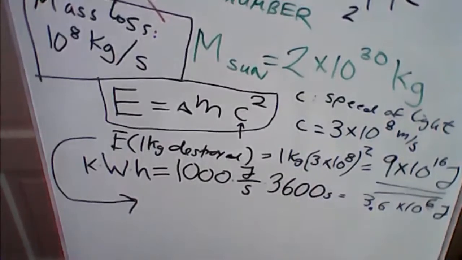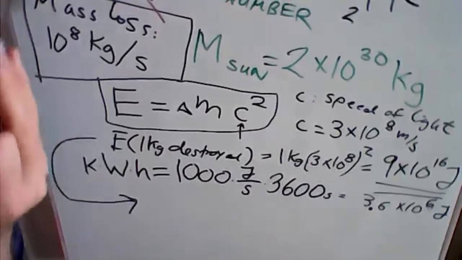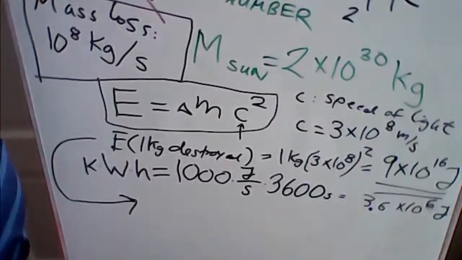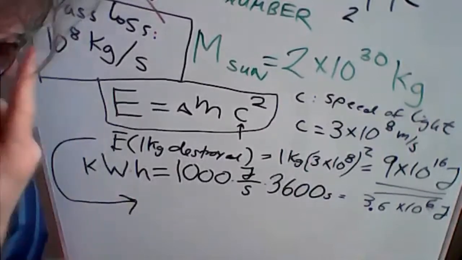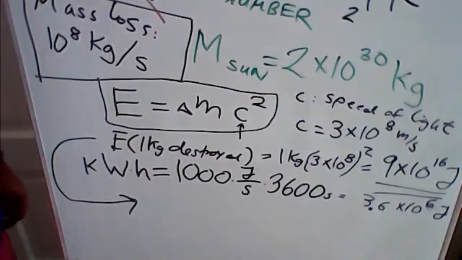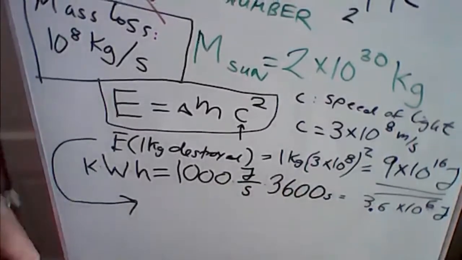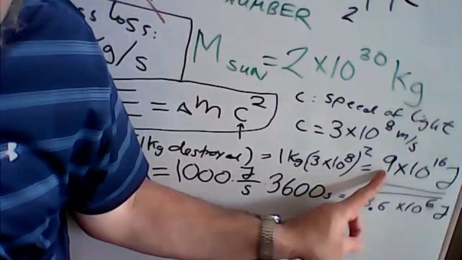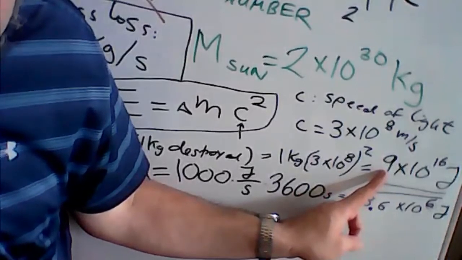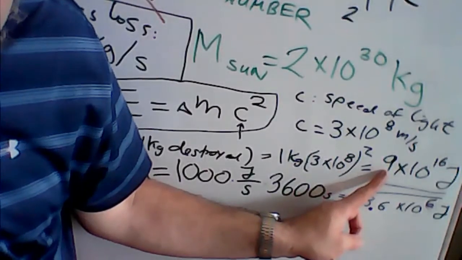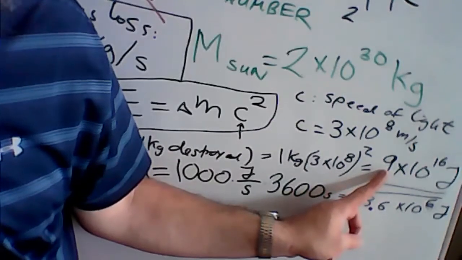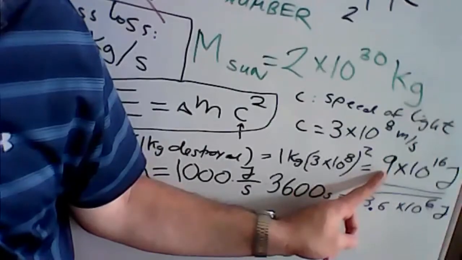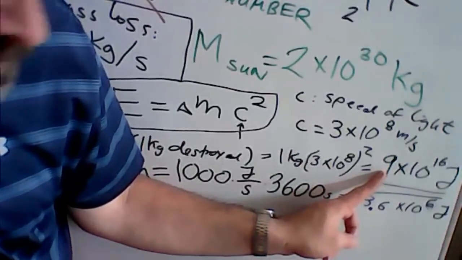Is that 3.6? It is 3.6 times 10 to the 6. That's correct. So how many kilowatt hours does that produce? This is the amount of energy that is produced by 1 kilogram of mass being destroyed. Just 1 kilogram, like a liter of milk or a liter of orange juice. That's about a kilogram. If you turn that into energy, you would get out 9 times 10 to the 16 joules.